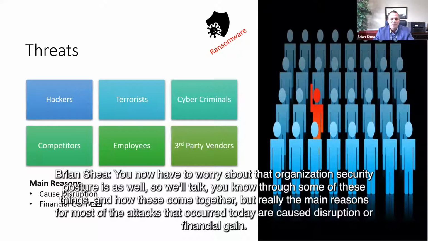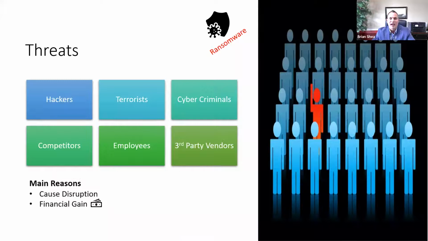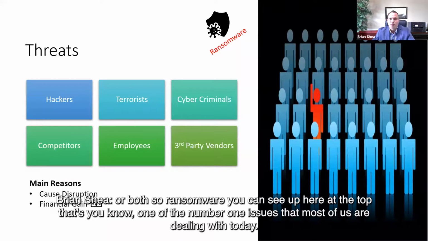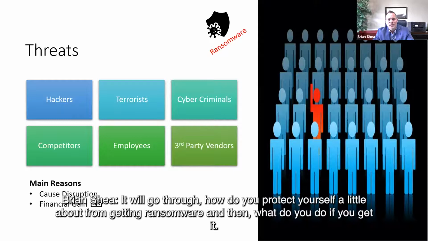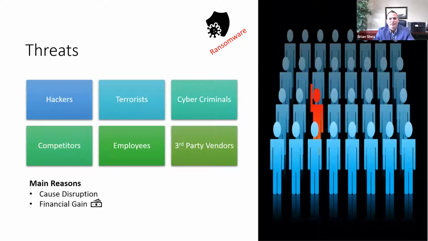But really, the main reasons for most of the attacks that occur today are to cause disruption or financial gain, or both. So ransomware, you can see up here at the top, that's one of the number one issues that most of us are dealing with today. And we'll go through how do you protect yourself a little bit from getting ransomware, and then what do you do if you get it?